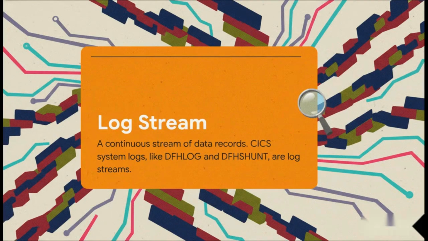Okay, first up, the most fundamental piece of the puzzle, the log stream. Just think of it as a continuous, dedicated log file, like a single massive ledger that just keeps growing. Applications write to it one after another, sequentially. And hey, if you've ever touched CICS, you've already seen these in the wild. I'm talking about DFHLOG and DFHSHUNT.